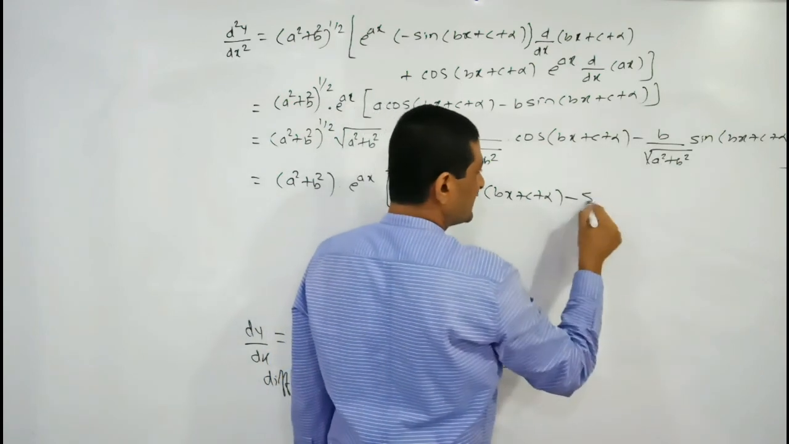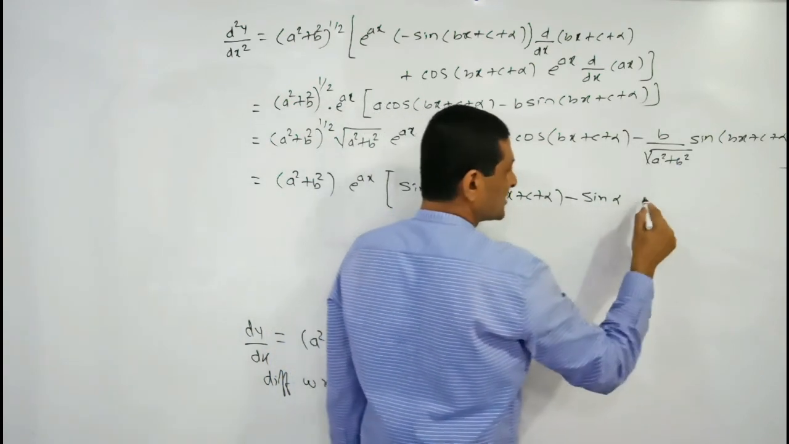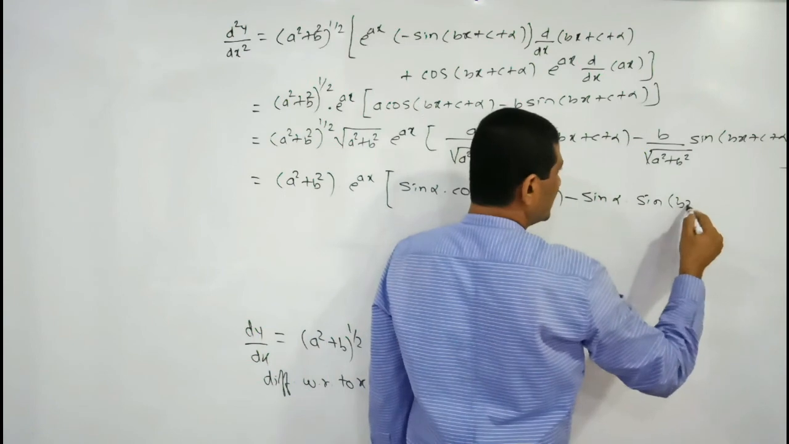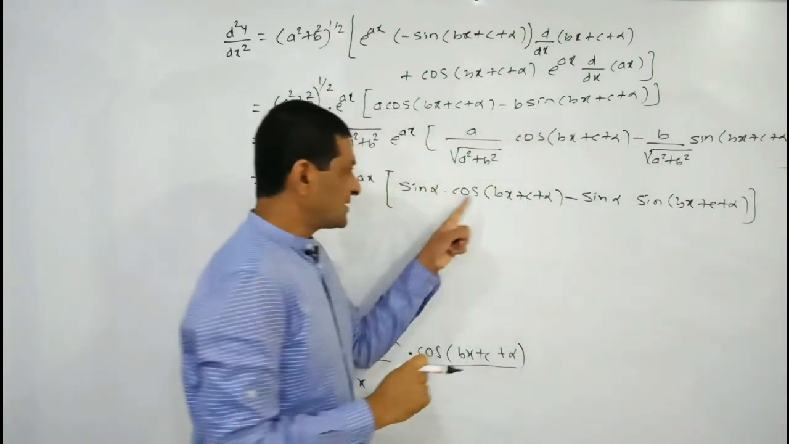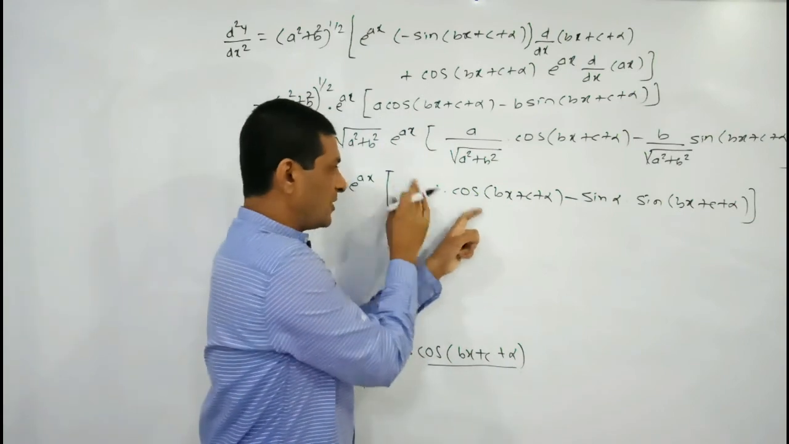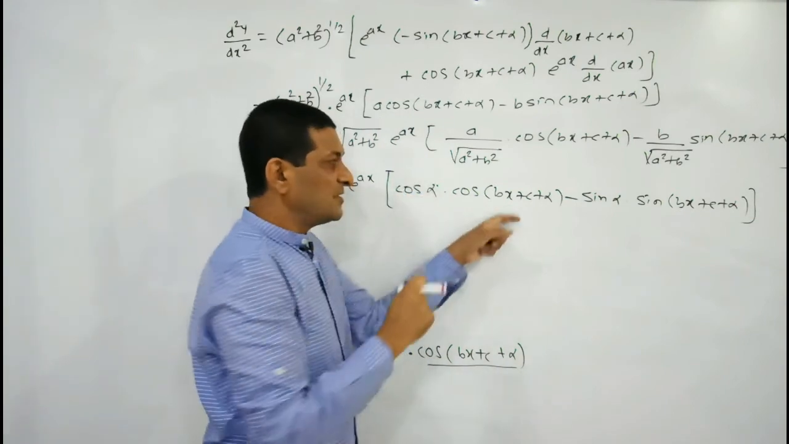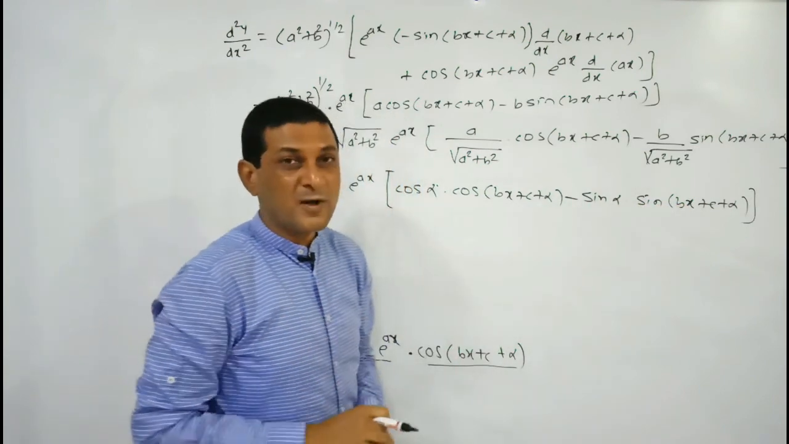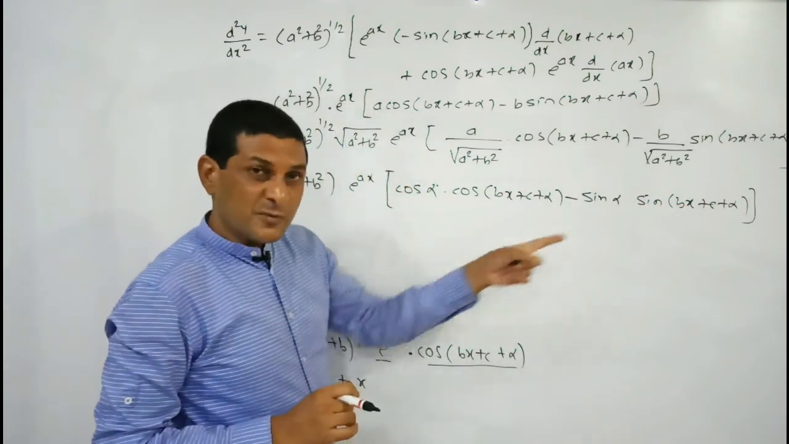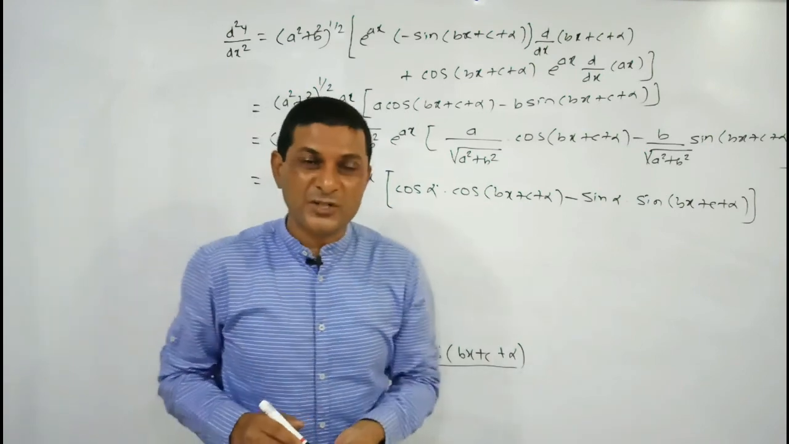minus, I am replacing it by sin alpha. Just to convert this expression in the terms of formula, this term I am denoting by cos alpha. Now it is in the form of cos a into cos b minus sin a into sin b, which is nothing but the value of cos a plus b. The example is in terms of cos, that's why I am trying to convert this expression in terms of cos.